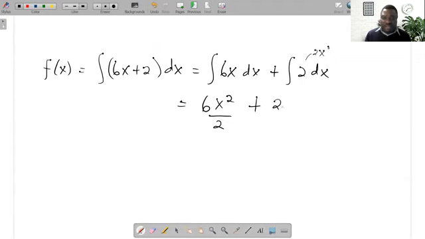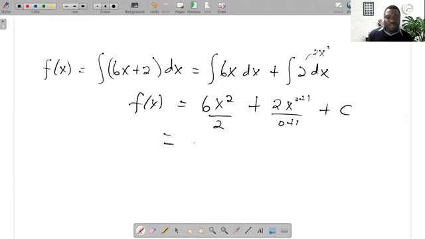So this is just going to give me 0 plus 1, if you will, and then 0 plus 1, and plus my constant. So that will be my f of x. And if I simplify, this is going to give me 3x squared plus 2x plus c. And that will be my f of x.